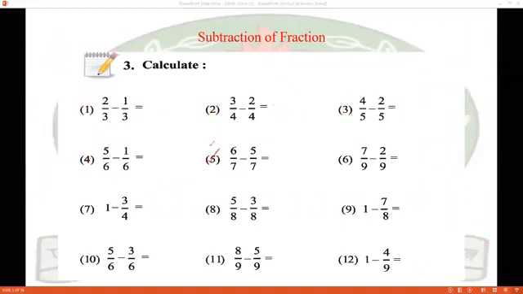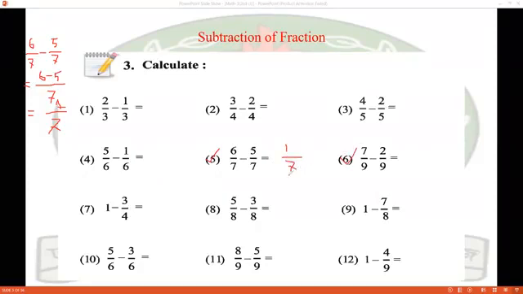Number 5, there is 6 by 7 minus 5 by 7. So the common denominator is 7. Here we write 6 minus 5. Here we write 7, and 1. So the result will be 1 by 7.